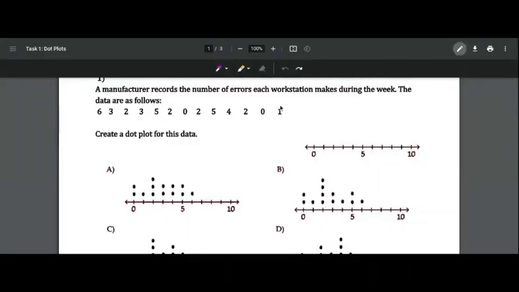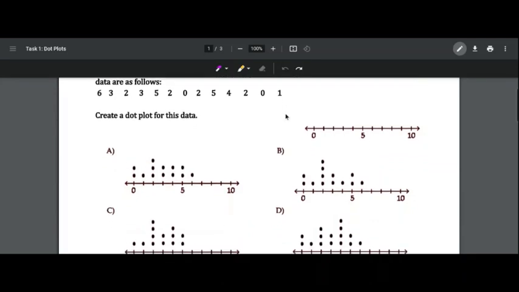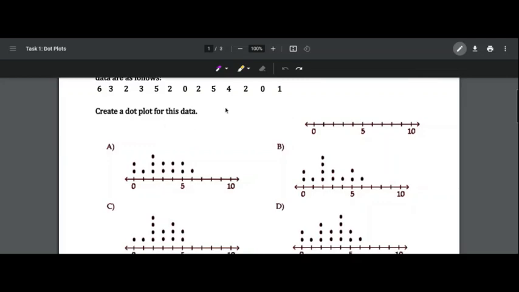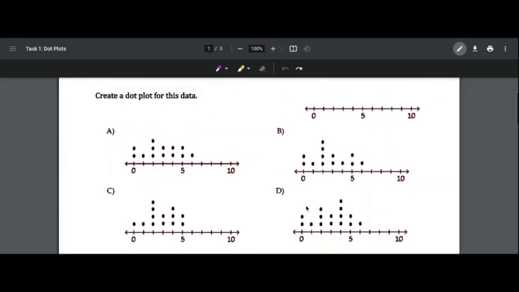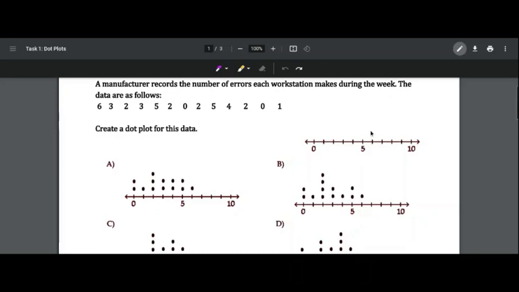A manufacturer records the number of errors each workstation makes during the week. The data are as follows: 6, 3, 2, 3, 2, 5, 2, 0, 2, 5, 4, 2, 0, and 1. Create a dot plot for this data. We have choices A, B, C, and D, and we have our own dot plot right here.